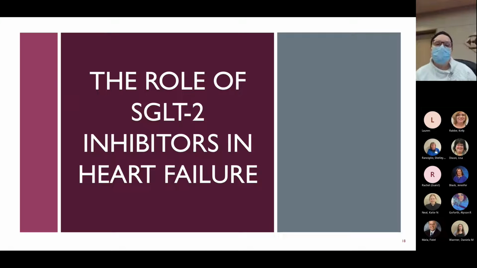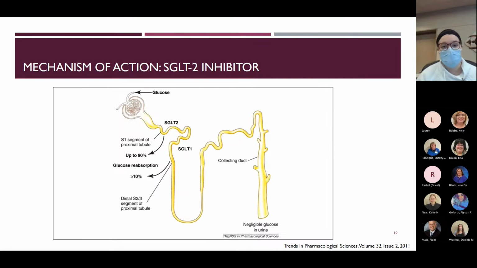Moving on to the role of SGLT2 inhibitors in heart failure. This is where we'll really get into a lot of studies and discuss the benefit that these medications present for our patients. But first, we'll discuss the role of SGLT2 inhibitors.